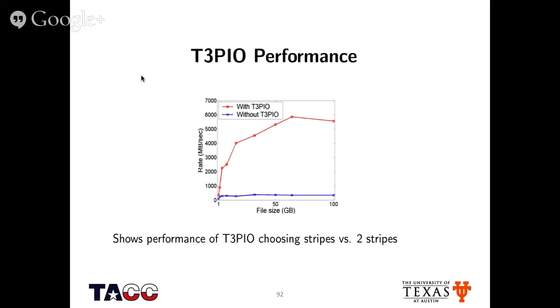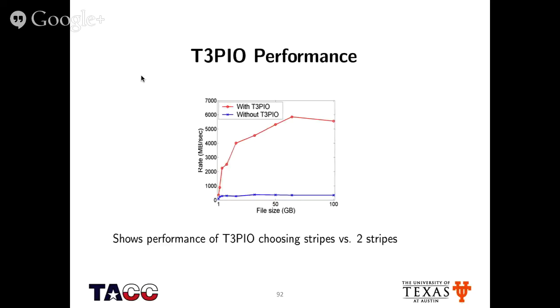Okay, so I put up this straw man. The straw man is with and without T3PO. In some sense, I've put the competition in as bad a light as possible. This is with T3PO and without T3PO. What that means is that the performance goes up to something on the order of 6,000 megabytes a second, versus doing about 500 without T3PO.